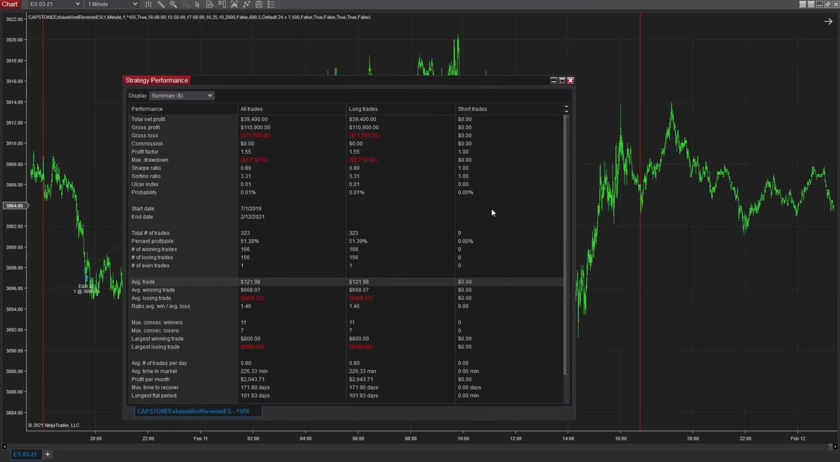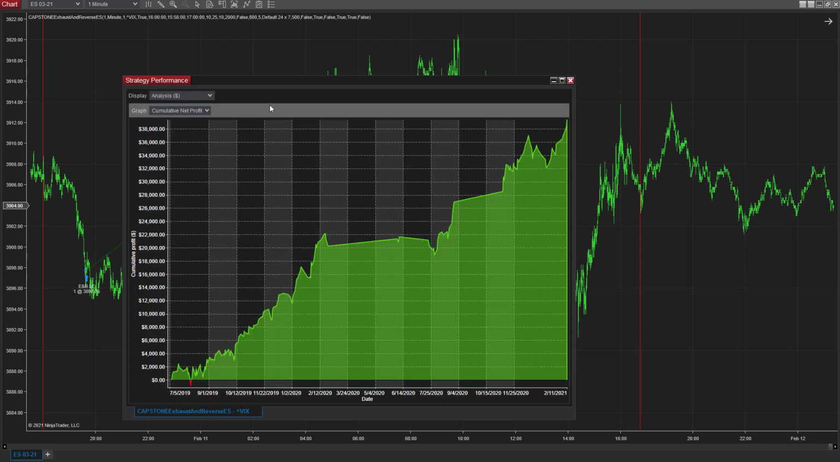Once again, it's long only. The max drawdown of $5,712.50 is pretty standard for an E-mini S&P strategy to have that sort of drawdown. And here is the equity curve once again. Let's look at the monthly results.